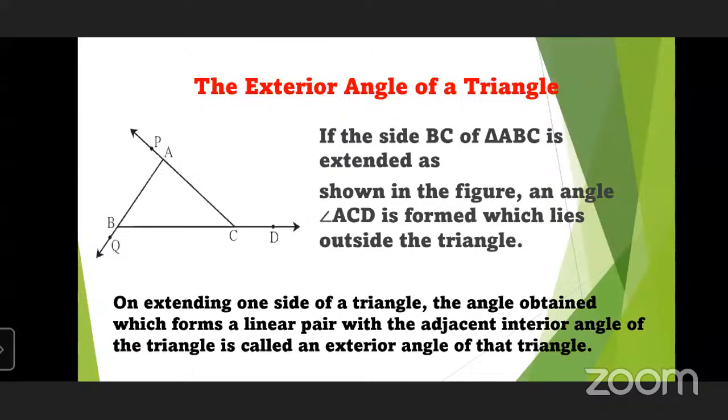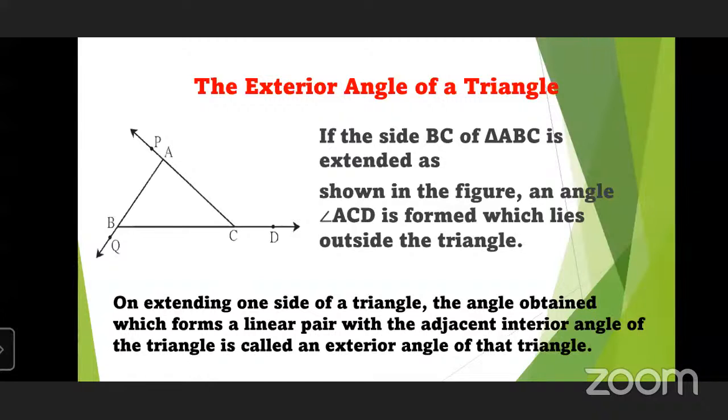Now points B, C, D make a straight line. It means these are angles in a linear pair. So obviously the measurement of angle ACB and angle ACD will be 180 degrees. Fine.